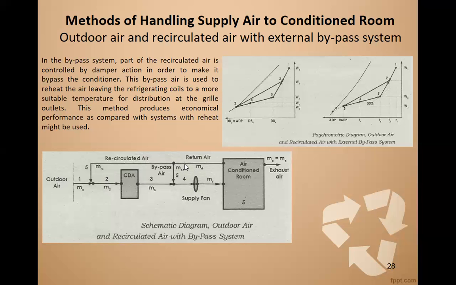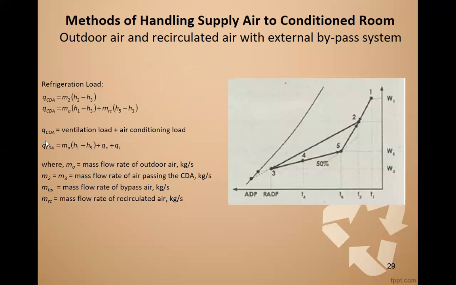As a return. Okay. So the Q sub CDA is also equal to the ventilation load plus the air conditioning load. So Q sub CDA is equal to M sub O times H sub 1 minus H sub 5 plus Q sub S plus Q sub L. Well, M sub O is the mass flow rate of outdoor air in kilogram per second. M sub 2 is equal to M sub 3, is the mass flow rate of air passing the CDA. M sub BP is the mass flow rate of bypass air. M sub RC is the mass flow rate of the recirculated air.